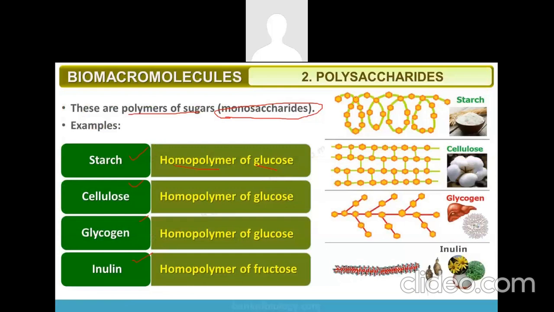We'll go to the next biomacromolecule, the polysaccharides. The polysaccharides are polymers of sugars, that is, the basic saccharides or the monosaccharides. Examples include starch, cellulose, glycogen, and inulin.